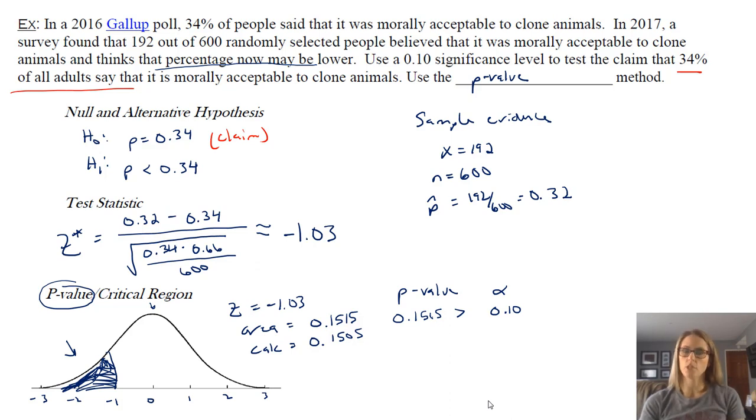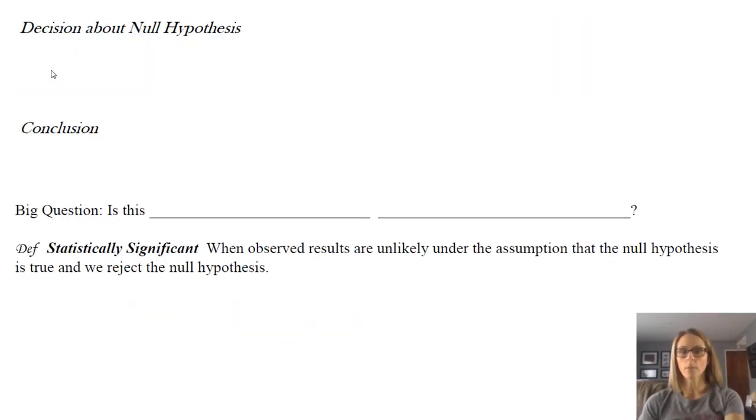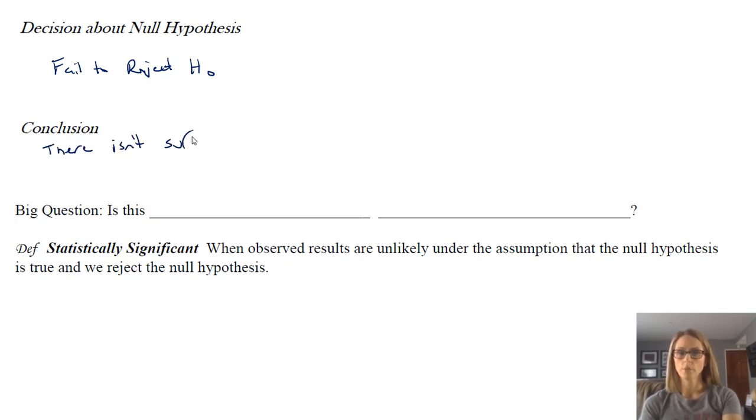We do not have sufficient sample evidence to support the idea that this new percentage is now lower. So, like we had before in the last problem, we fail to reject the null. We don't have enough evidence to support the alternative. So we fail to reject the null, always based on the null. And then the only difference between this and the last sentence is the same as before. There isn't sufficient sample evidence to.